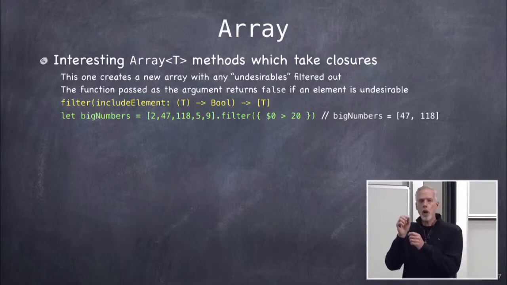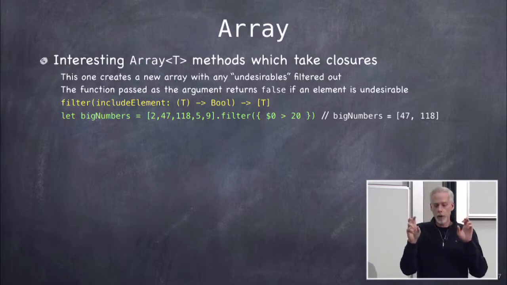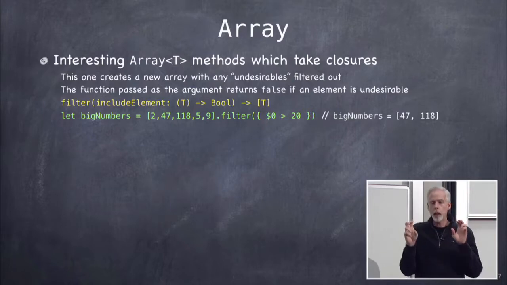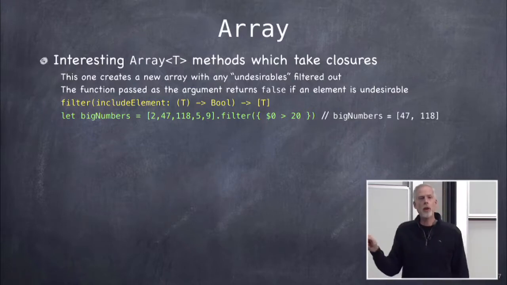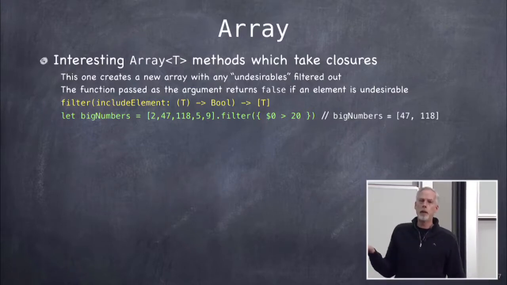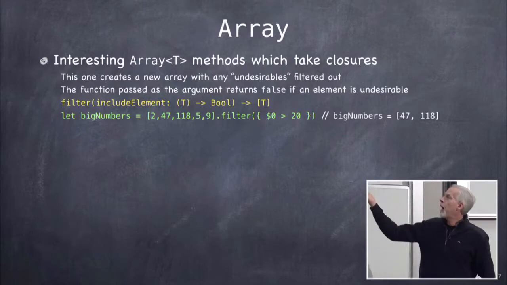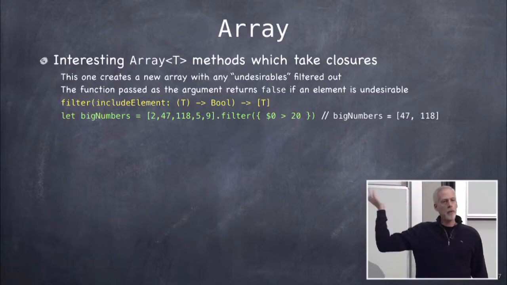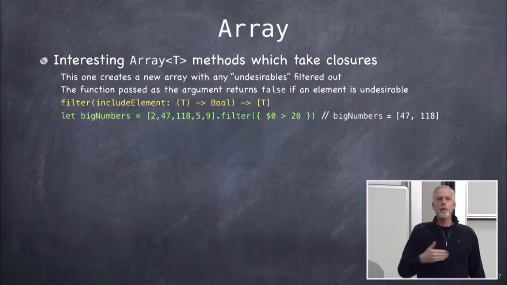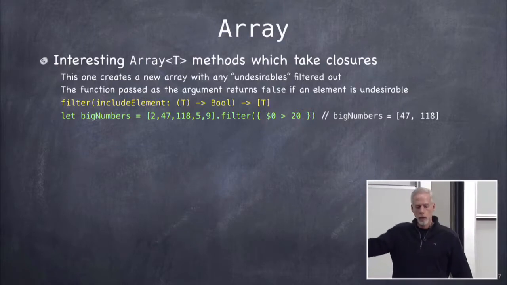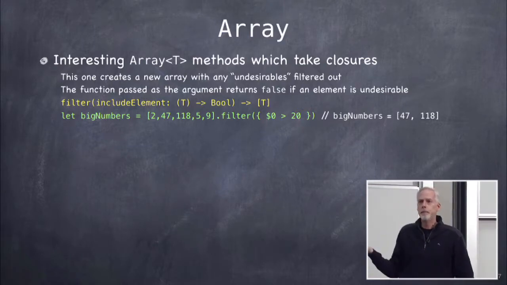Okay, I can use $0 to be the one and only argument to the function. I'm just going to check and see if $0 is greater than 20. In other words, is this a big number? So I get back an array which has only 47 and 118 in it, because I've filtered out all the things where the value is not greater than 20.